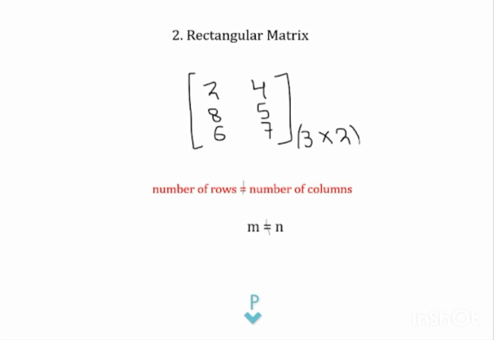The second one is the rectangular matrix. A rectangular matrix is a type of matrix in which the number of rows is not equal to the number of columns. Here is an example of a matrix of order 3 by 2. Number of rows is not equal to number of columns. There are 3 rows, 1, 2 and 3, but the columns are 2.